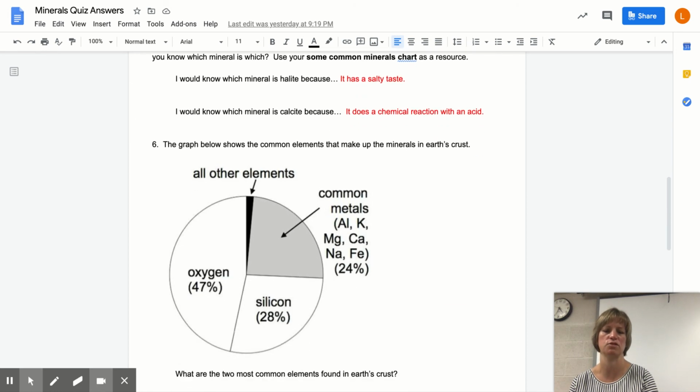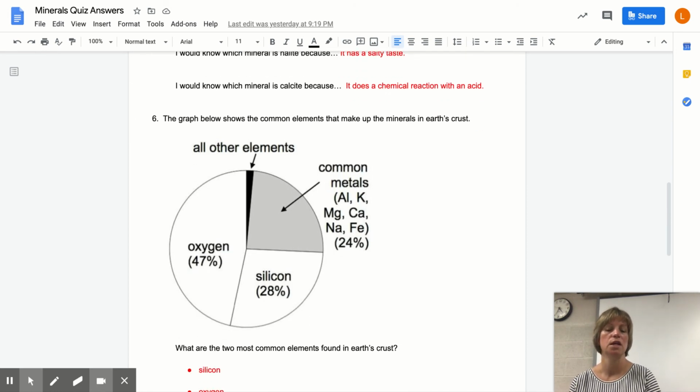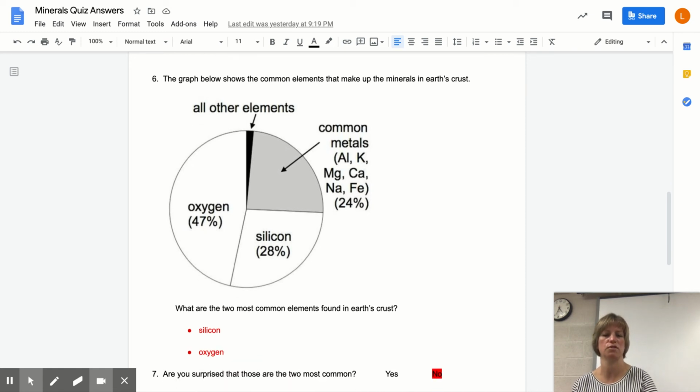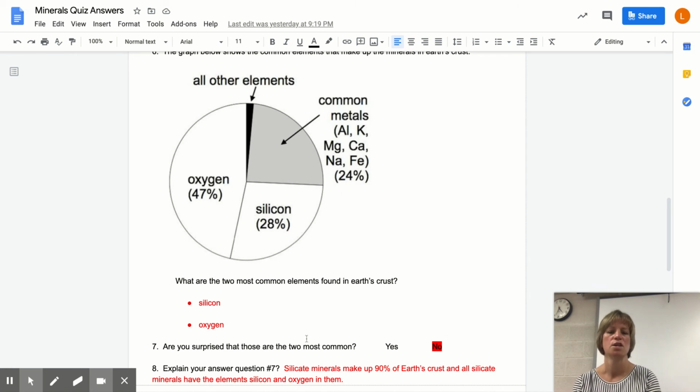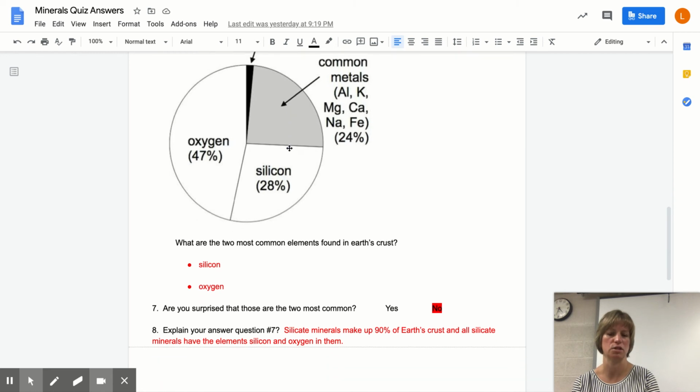And then the final set of questions has to do with this graph. So this was also a question that was commonly missed. And so not really so much the first one. The first one says, what are the 2 common elements found in Earth's crust? So these are the elements that make up minerals in Earth's crust. And to do that, you have to look for the 2 biggest pieces of this circle graph. So the biggest piece is oxygen, and then silicon is the second biggest piece. All of these other metals together make 24%, and that's not as much as 28 or 47. So you should not have been picking anything in the gray or the black section there.